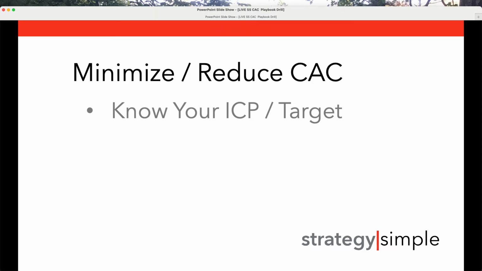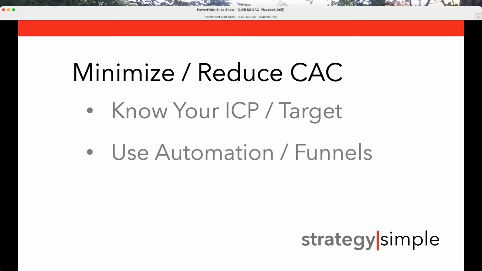So you've got to have very tight targeting. You've got to know your ideal customer profile and know who you're going to target for that, right? The next piece, and this is a big deal, you have to use automation and funnels. And the reason that I say that you have to use automation and funnels is because if you try and do this yourself manually, if you have your team try and do this themselves manually, it will fail, right?